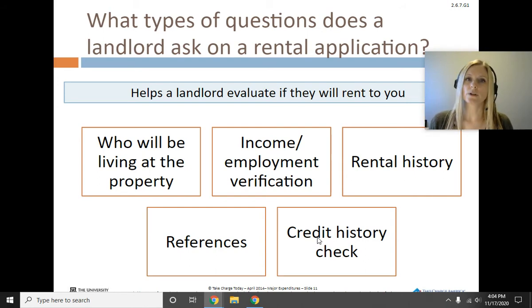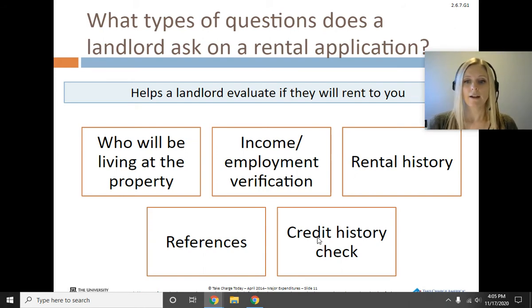Common rental application questions. When you decide where you want to live, now you're going to fill out a rental application. It might ask who's going to be living there. What is your employment or income? They're going to make sure that you have a job to be able to pay the rent. They may look at your rental history. Where else have you lived? Did you fulfill the lease terms there? Did you pay your payments?